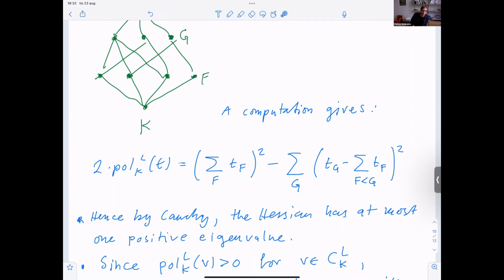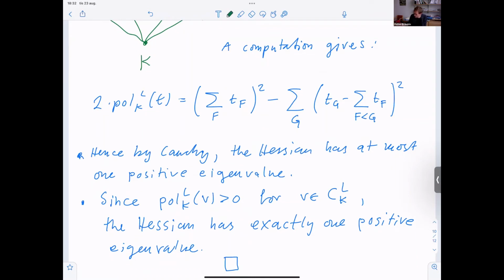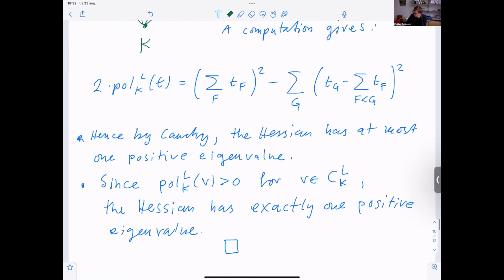And just from looking at this, we see that this has the right signature. Well, one way of seeing it is by this Cauchy interlacing. So if we look at this, what do I mean by that? Maybe I should give some more details here on why this is true.